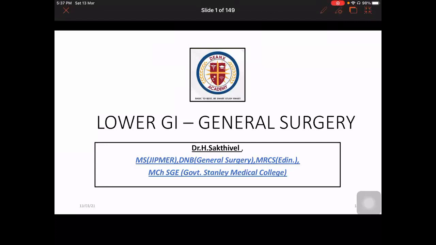And at whatever stage you have any doubts or any clarification, you can stop me and ask. And I'll go fast because there's very short time, and I'll try to cover as much as possible the important concepts of the lower GI given in Sabiston. Fine. So let me start. Any time you can stop me and ask if you have any doubts in any of the points which I'm telling. Fine.